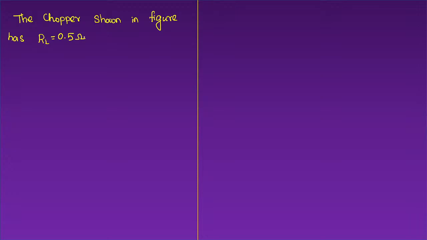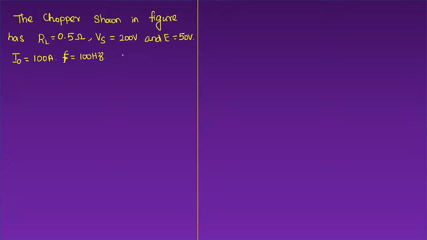0.5 ohm and supply voltage Vs equal to 200 volts. It is given, and battery voltage E is equal to 50 volts. This is also given. Now the average output current I naught is also given as 100 ampere. Okay, now the fundamental chopping frequency F is also given as 100 hertz.